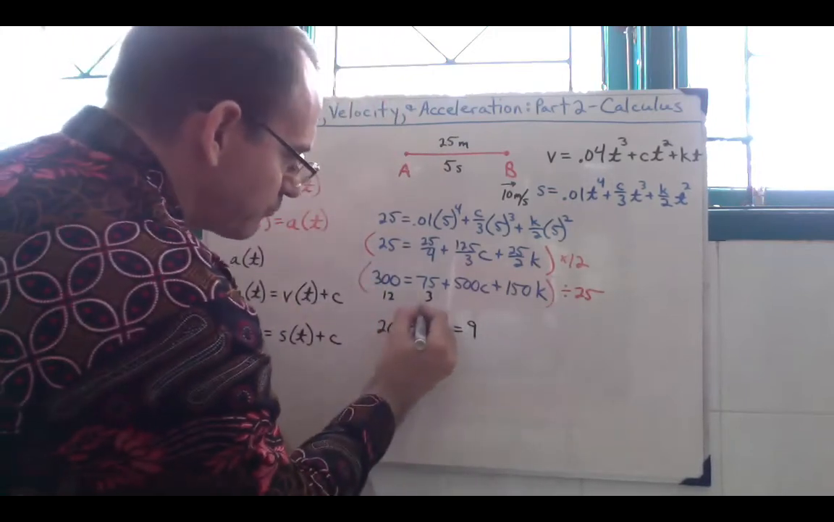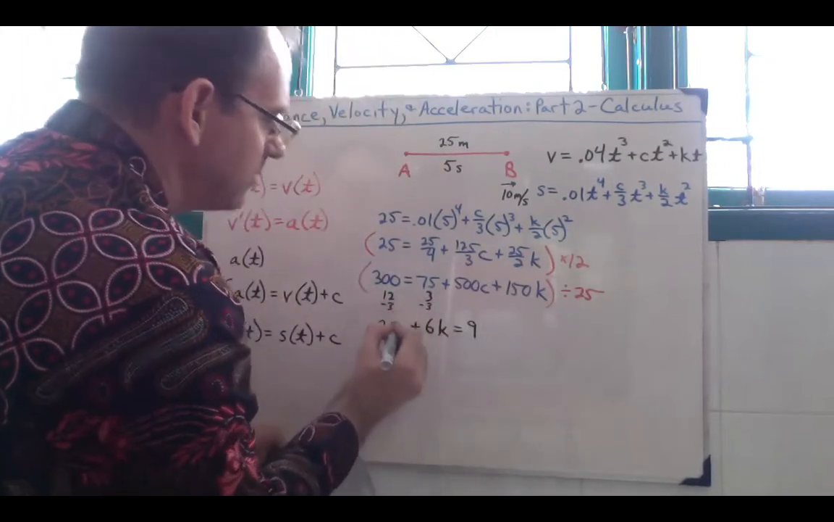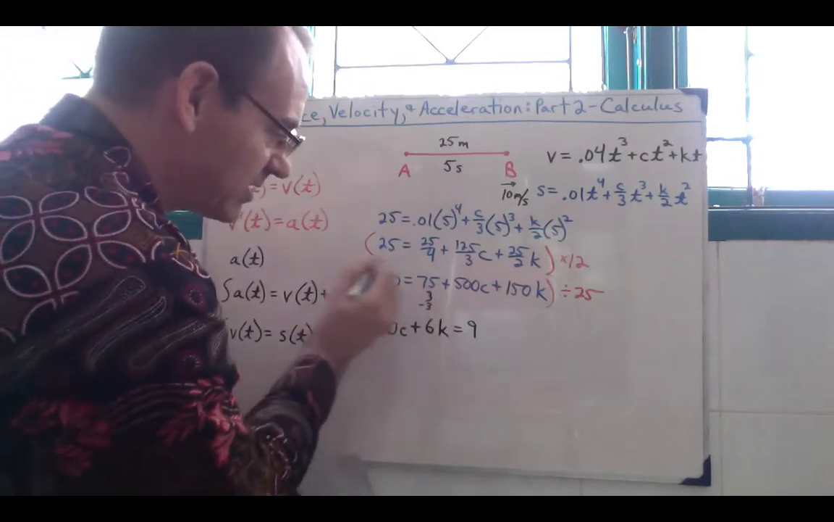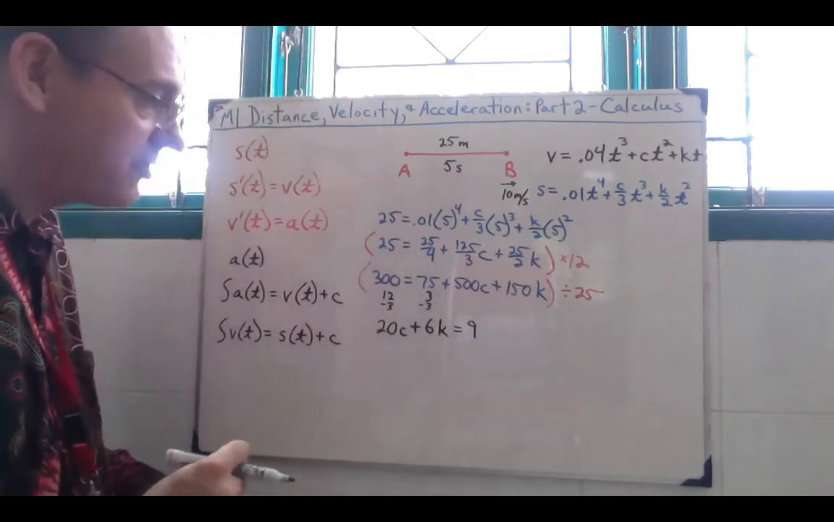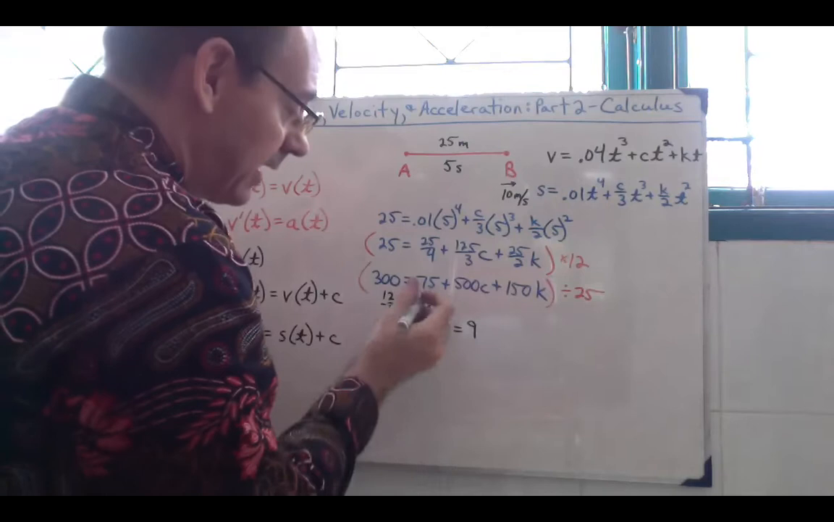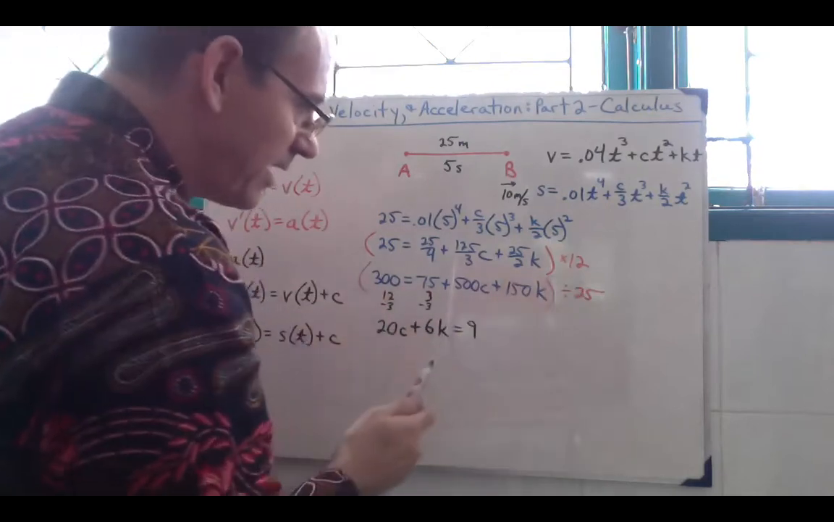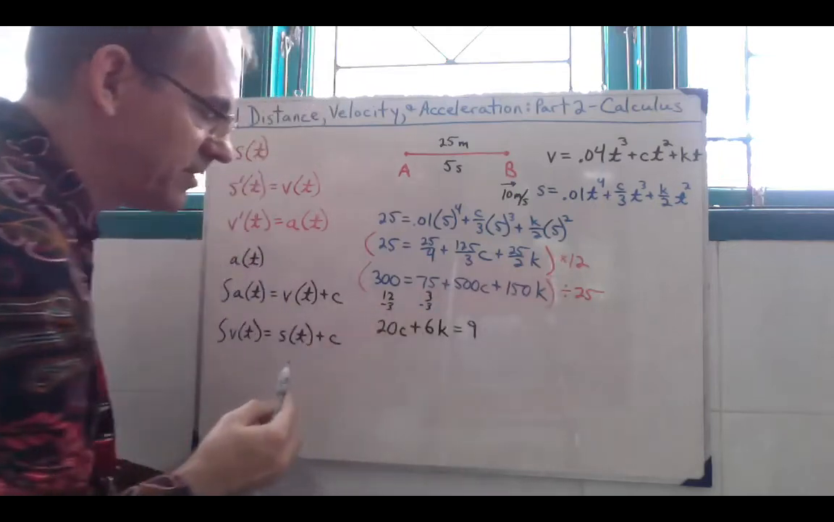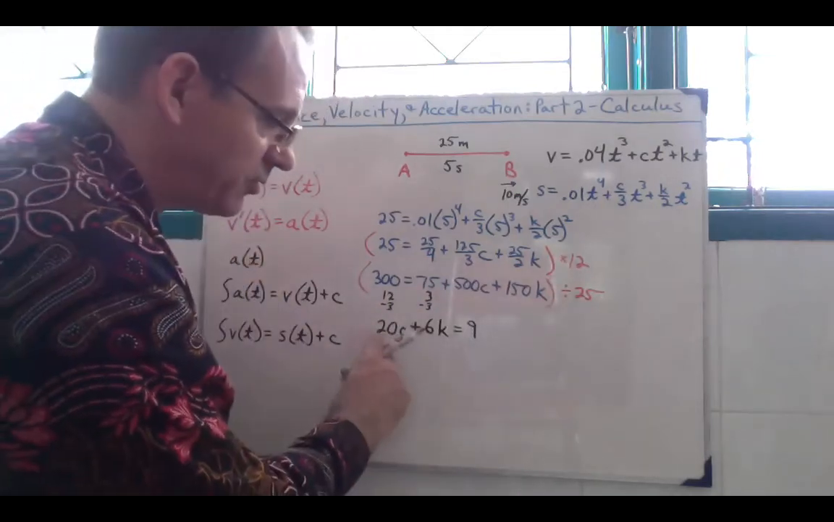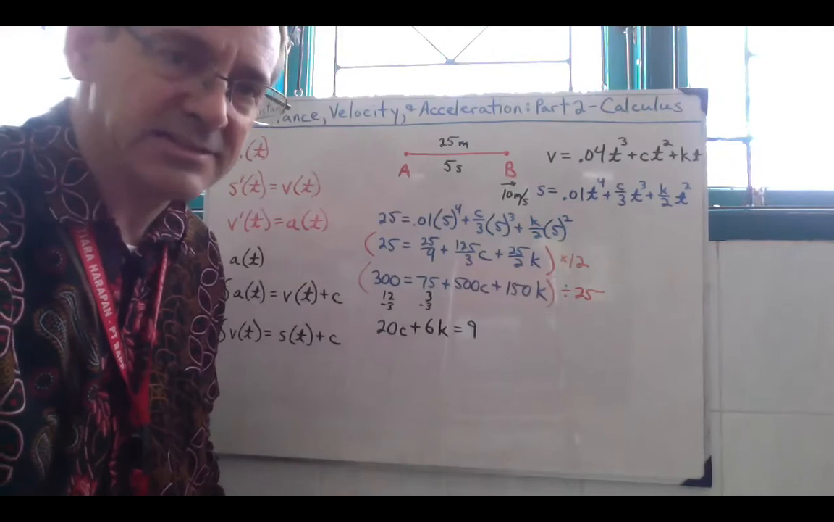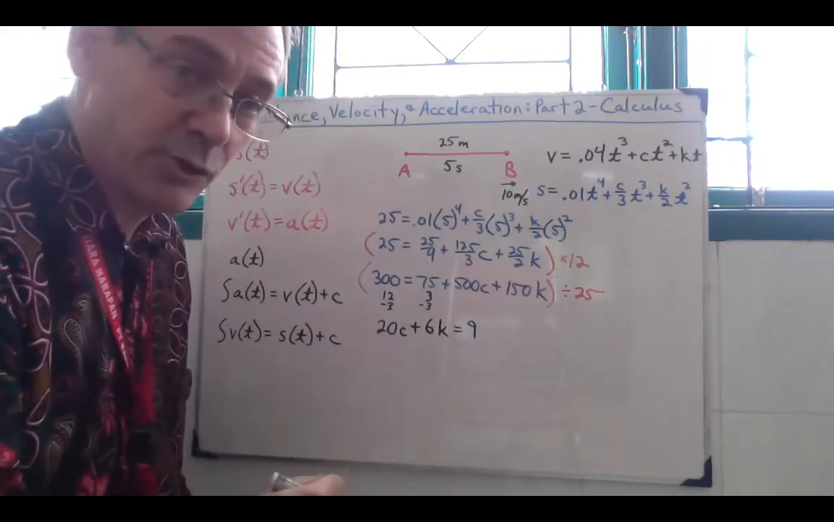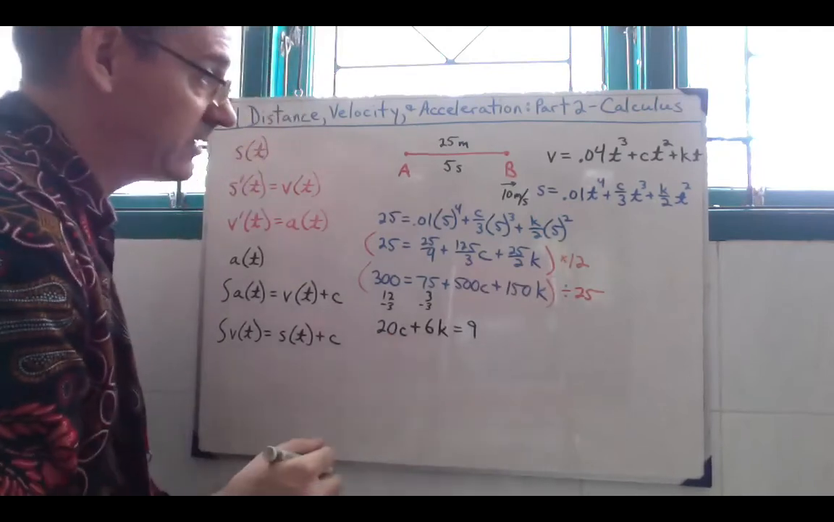Why 9? Because we're going to subtract 3 from both of those. So what I'm doing is combining those numbers there by subtracting 75. Whether you subtract first and then divide by 25 or divide by 25 and then subtract, you get 9. So I'm setting it up as a linear equation in terms of C and K.